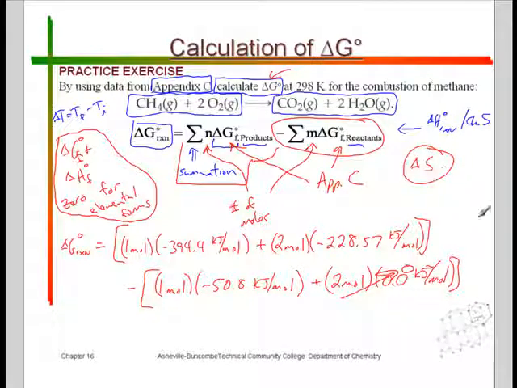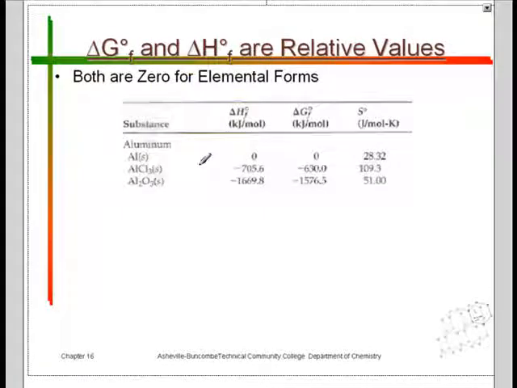Okay, so the elemental form for delta S is non-zero. A little preview: there's aluminum. You see, it's 0 here, 0 there. For the S naught it's 28.32. So it's not 0, and that's typical. Okay.